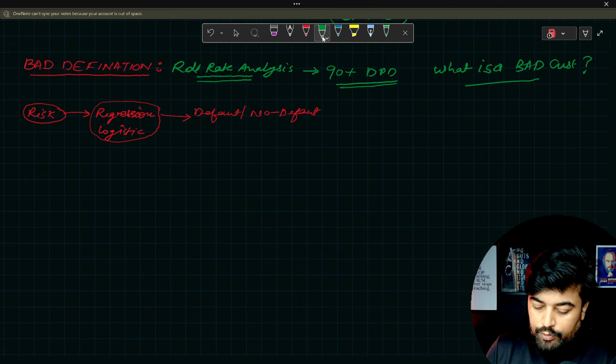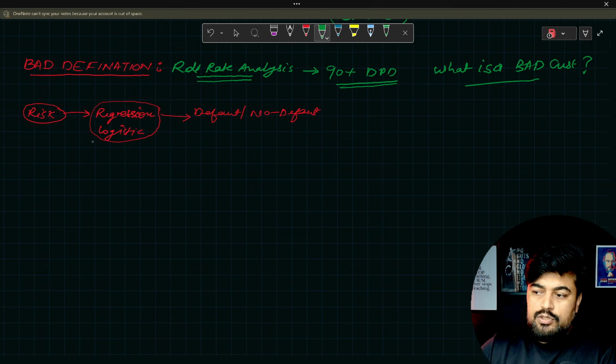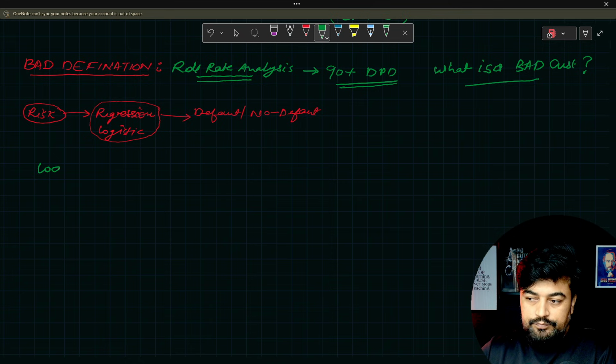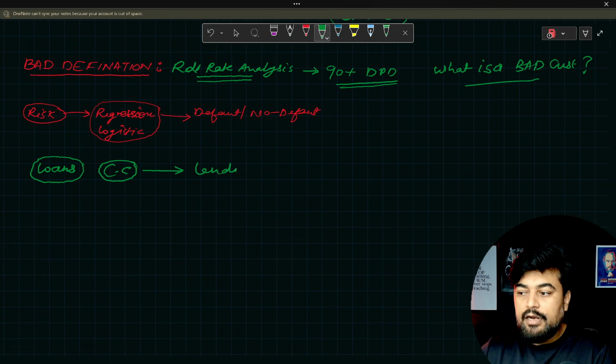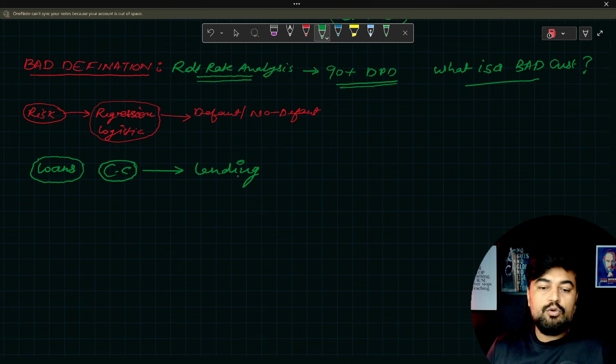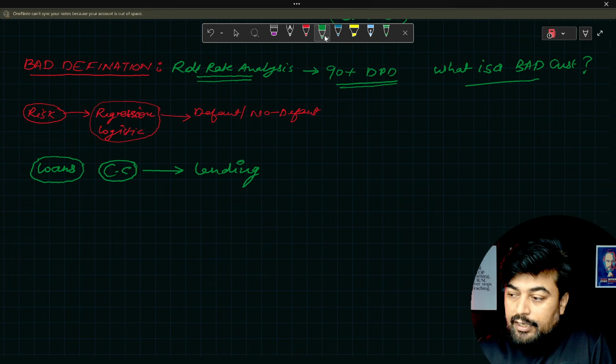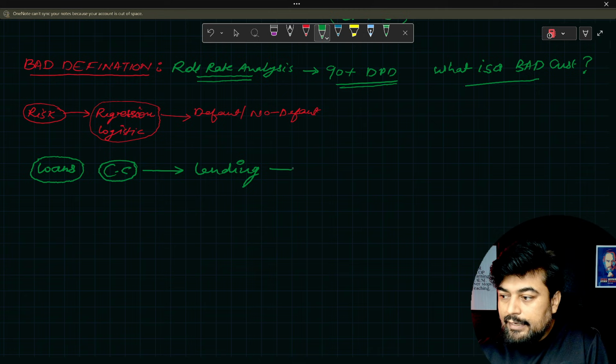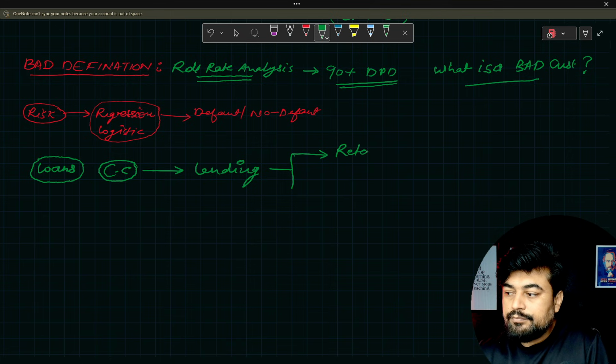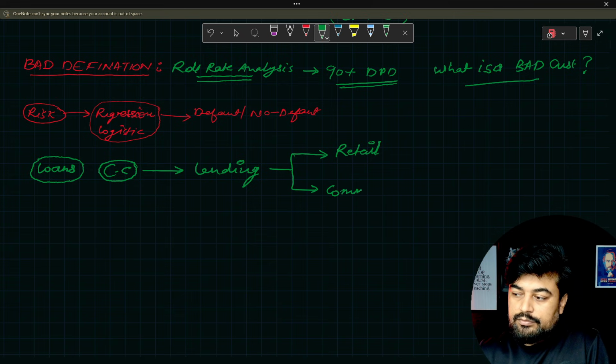Now, when you talk about lending, we are obviously giving loans. Loan is one example. Second example is credit card. What are they? They are lendings. We are the lender as a bank, and the people who are taking are the borrowers. Now in this lending process, there are two types of lending if I categorize it. One is your retail products. Second are your commercial products.